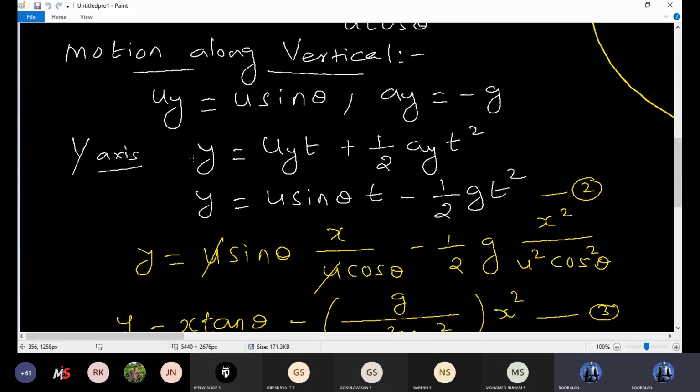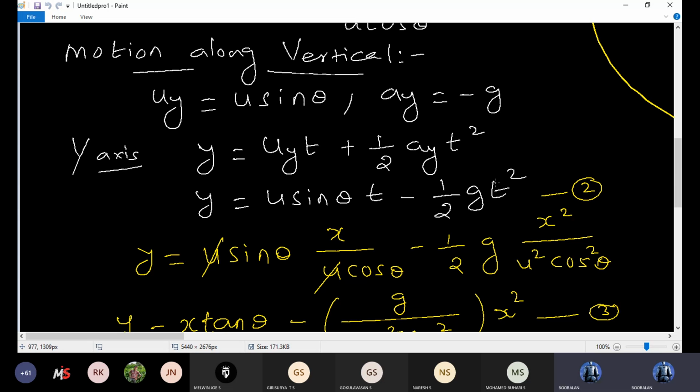That is the vertical component. It is against gravity, minus g; towards gravity, plus g; against gravity, minus g. Again using the position formula, because it is vertical, y equal to uyt plus half ayt square. Apply the values, you will get u sin theta t minus 1 by 2 gt square. Now the value of t is x by u cos theta. U cancels, sin by cos is tan theta, minus 1 by 2 g t square.